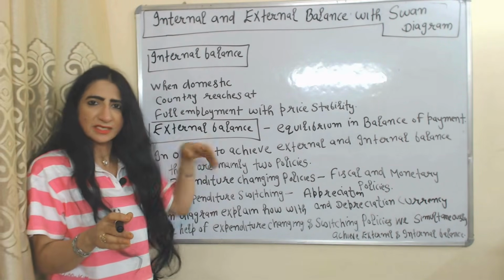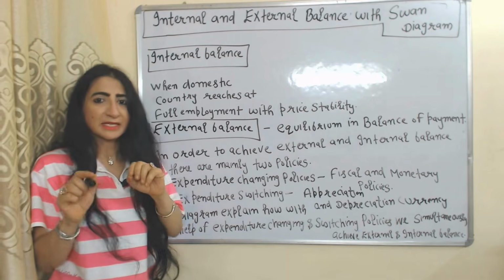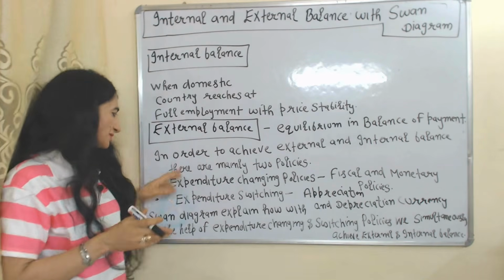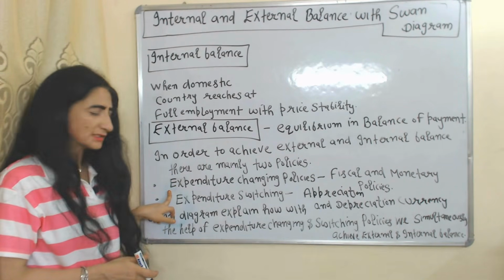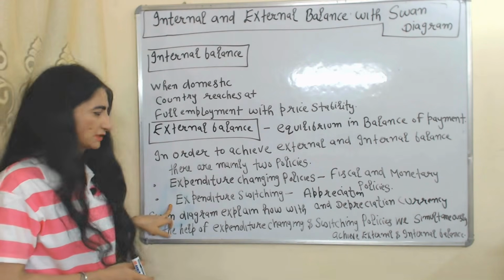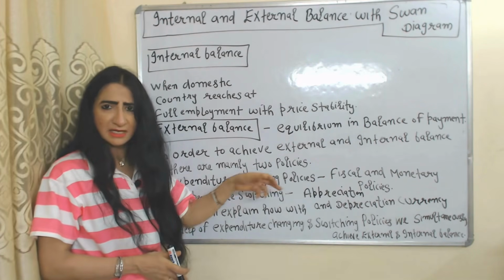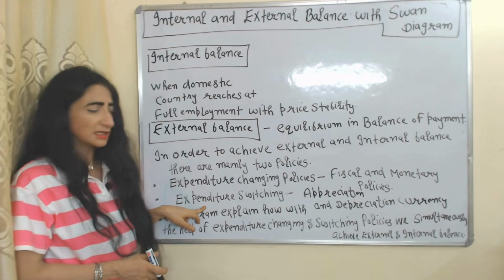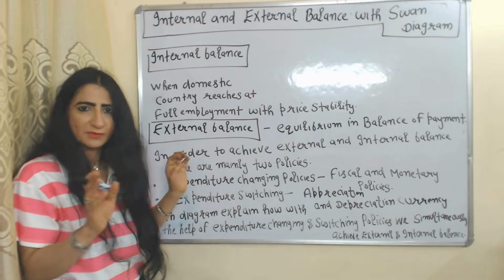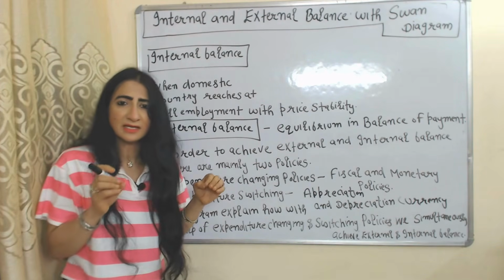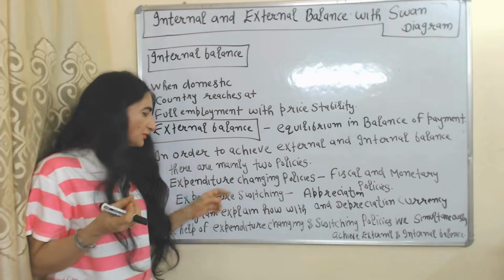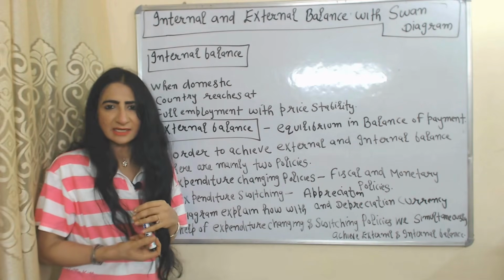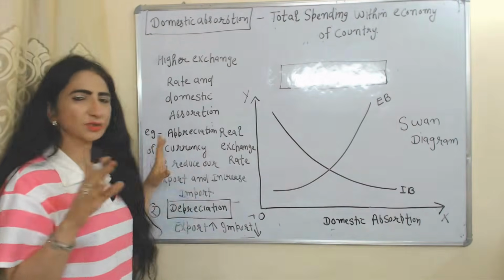External balance means equilibrium in balance of payment, and there are mainly two policies in order to achieve external and internal balance. First is expenditure changing policy, second is expenditure switching policy. Expenditure changing policies mainly include fiscal and monetary policies, and expenditure switching policy mainly include appreciation and depreciations of currency. And Swan diagram mainly explain how with the help of these two policies we can simultaneously achieve external and internal balance. Now we will see Swan diagram.